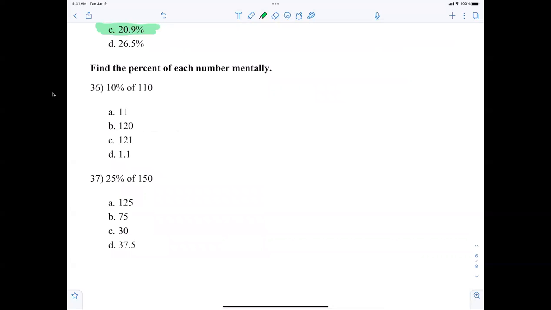Now, obviously, percent mentally with 10%. Does everybody remember we just move it one spot? So that's what? 11. Now, 25%. Everybody should know 25% is what fraction? 1/4. All right. So it's just 1/4 of 150, which is right, 37.5. Good job. All right, so I'm going to pause right now.